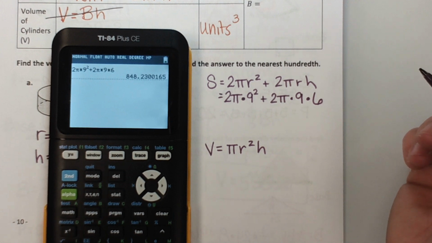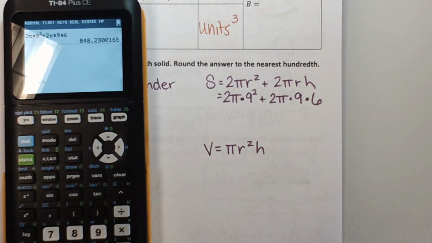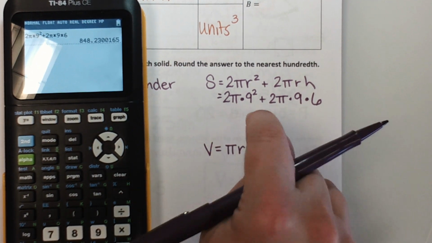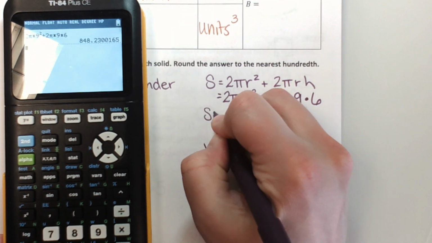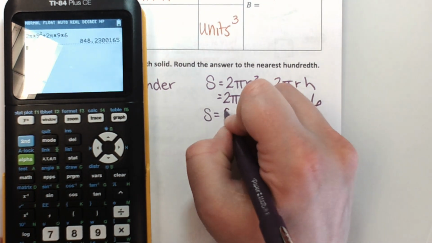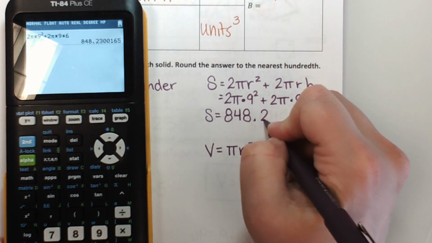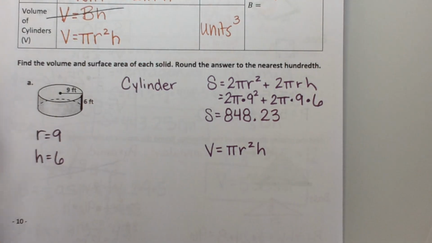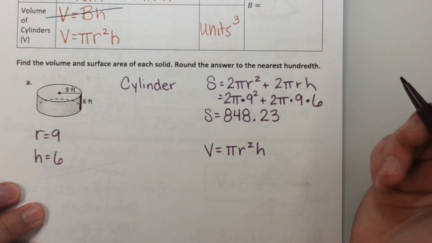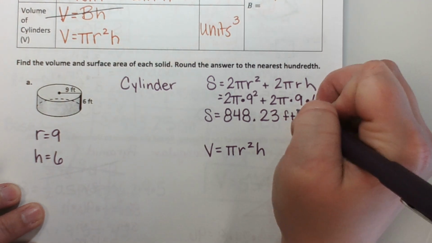These ones you will always need to round. Because of pi being an irrational number, meaning it's got a decimal that goes on forever, there is no way that this is ever going to turn out to be a nice number. Rounded to the nearest hundredth, 848.23 units, feet squared.